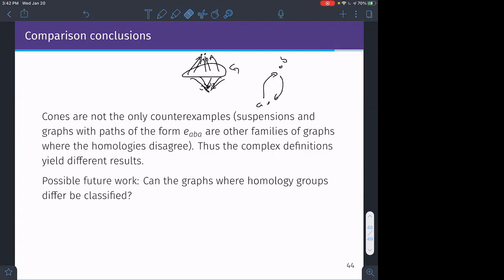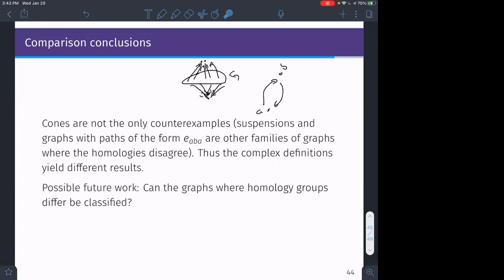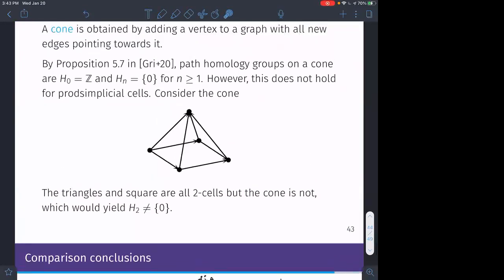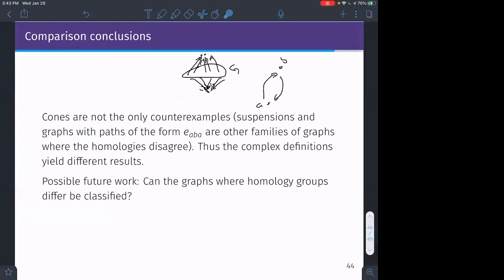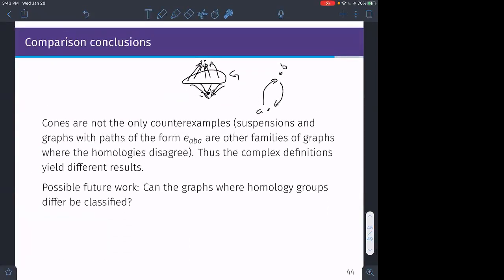Possibly it would be worth finding out what other kinds of graphs the different homology groups disagree on. Because what I'm gathering is that these types of graphs have a slightly skewed kind of symmetry. So the Prodsimplicial cells are slightly symmetric. And these, let's say the cones and the suspensions, if I had to guess, seem to introduce more asymmetry. Maybe that's why. Maybe it's completely unrelated and it's just a coincidence. So it may be worth finding out where else they disagree and why.